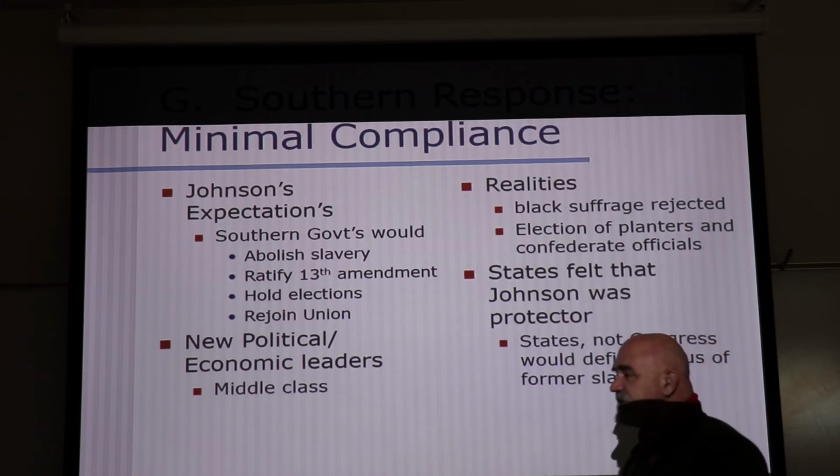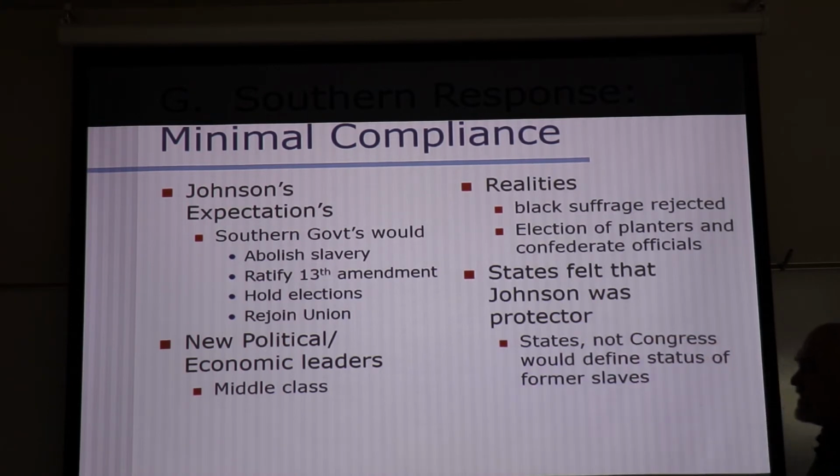What were the realities? A lot of the states rejected black suffrage. They didn't give blacks the right to vote. Indeed, you had some planters and Confederate officials elected to political positions instead of the middle-class common man. Why? Well, a lot of those guys knew if you were a mayor before, you knew how to run a city. If you were a governor before, you knew how to run the state.